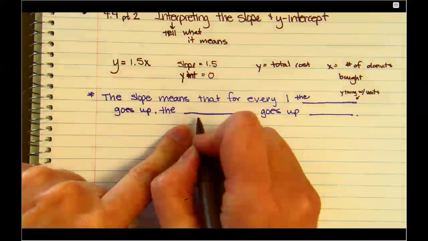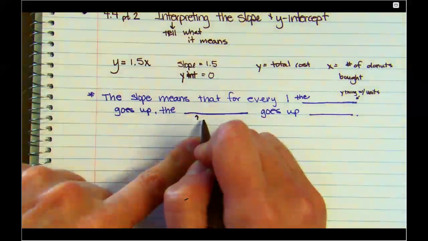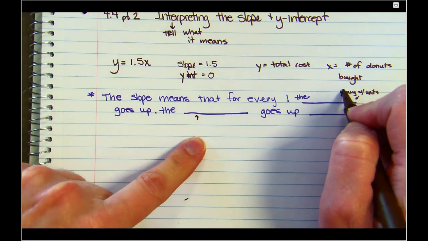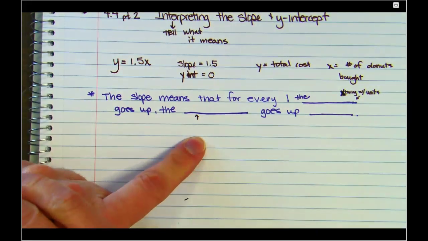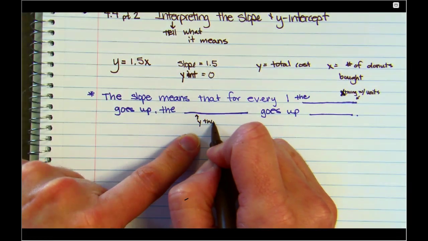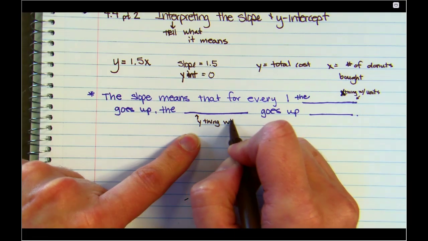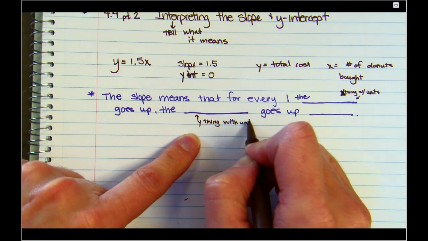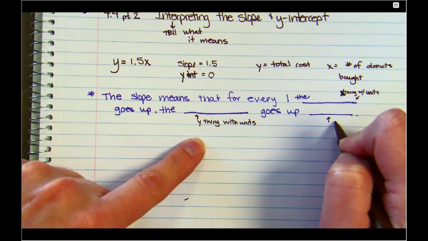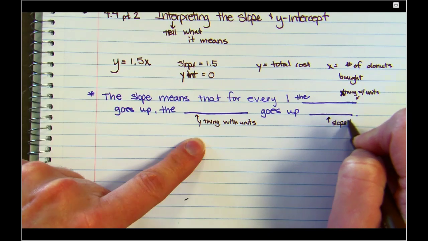This one is going to be the X thing with units. No, I screwed it up. This is the X thing. All right, just make your Y into an X. It's fine. This is the Y thing with units. And this is the slope number with units.